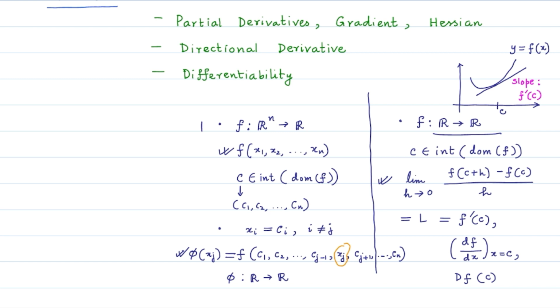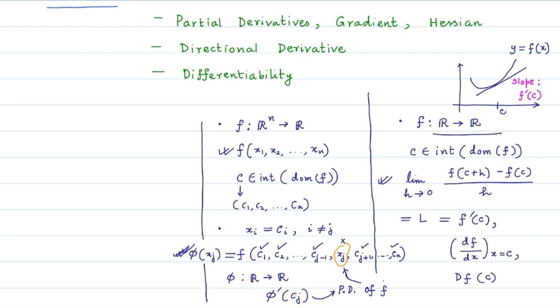Because during all this process we kept all variables fixed at some constant values, and we are only allowing the variable xj to vary. That means we are partially allowing just one variable xj to vary and then computing the instantaneous rate of change of the function at xj = cj. Thus, we call the derivative value of phi at cj the partial derivative of the function f with respect to the variable xj.